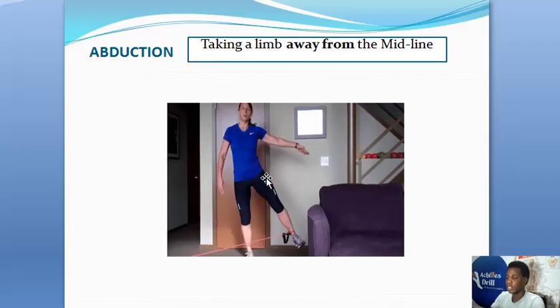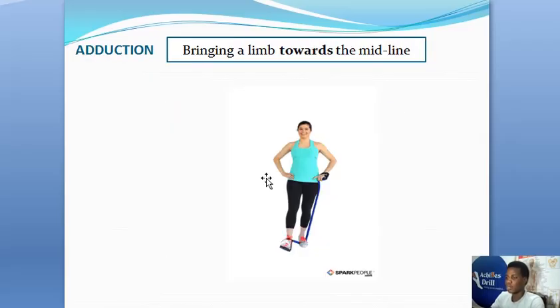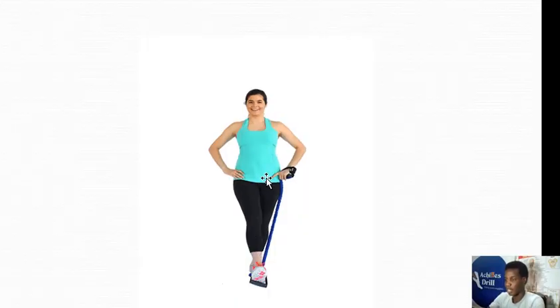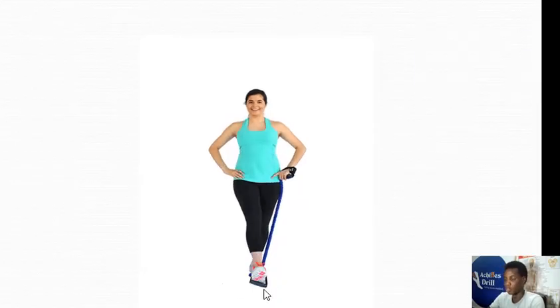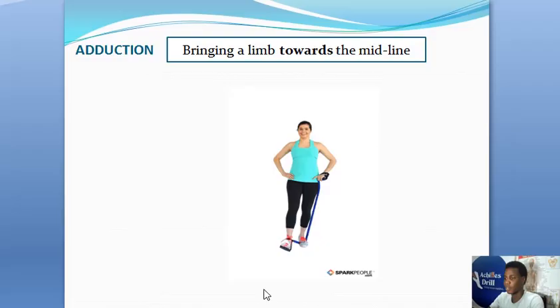Okay, so that's that about that. And then I told you the reverse movement, adduction. It means bringing a limb towards the midline. Take a look at this. This movement, bringing a limb back to the midline, is called adduction. Adding, bringing something back to the midline. Okay, so that's that about that.